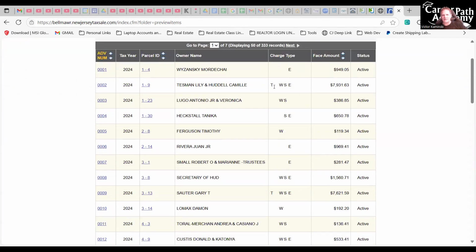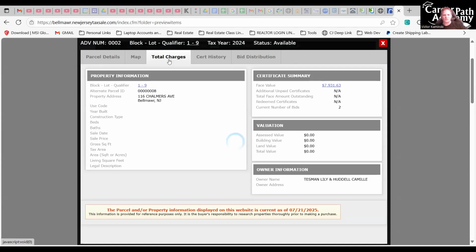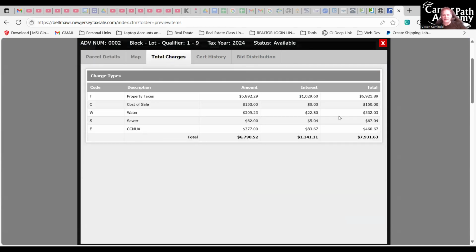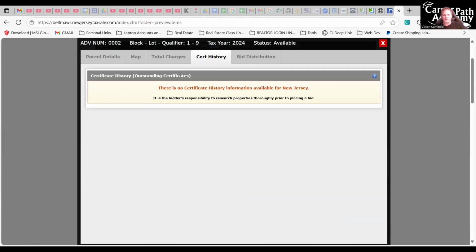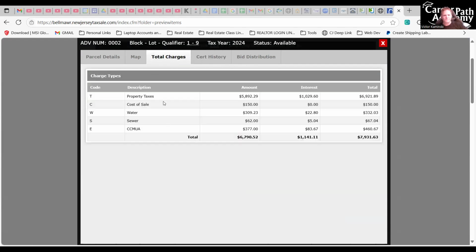Here, this person has a lot of unpaid things. Whoa, $7,900. Let's see what all those things are. Total charges. Property taxes outstanding are $5,892, plus interest already. Let's see if there's a certificate history on this. No previous auctions that it was at. There's a cost of sale, $150, an outstanding water bill of $309, a sewer charge of $62, and that CCMUA, whatever the heck that is for this.